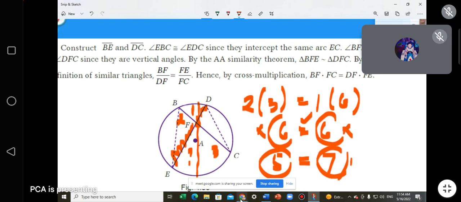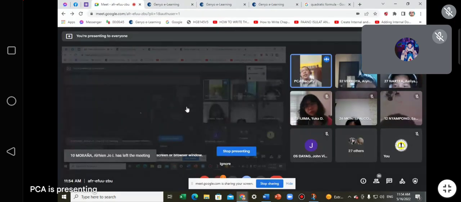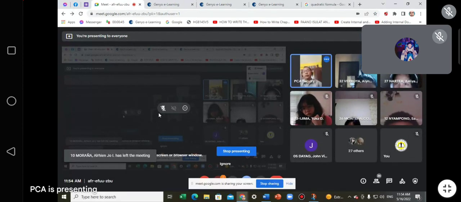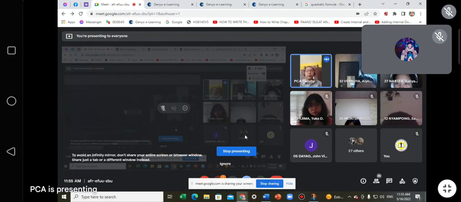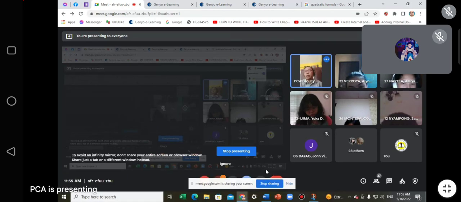Nakuha? Tignan ko yung thumbs up kung naiintindihan. Did you get that idea? In that theorem, it's saying only the products of those segments. But it's not saying both chords are the same in terms of the measurement, in length. Okay, nakuha? Okay, thumbs up.